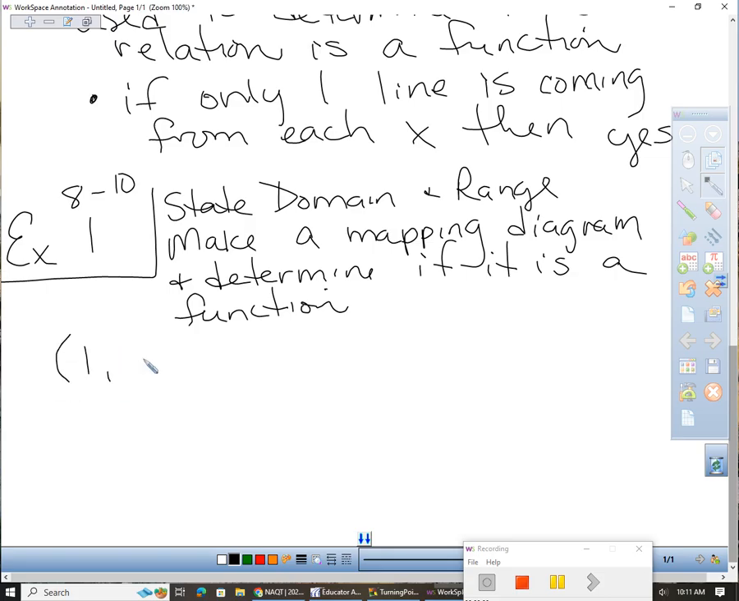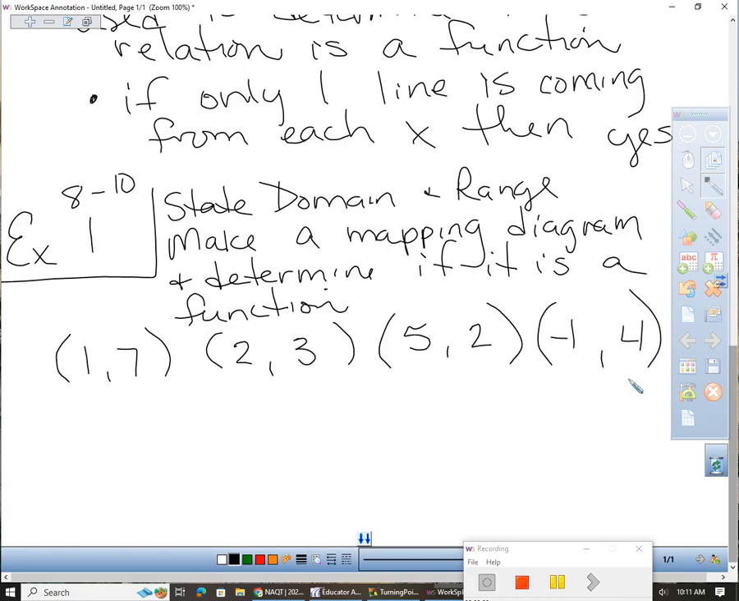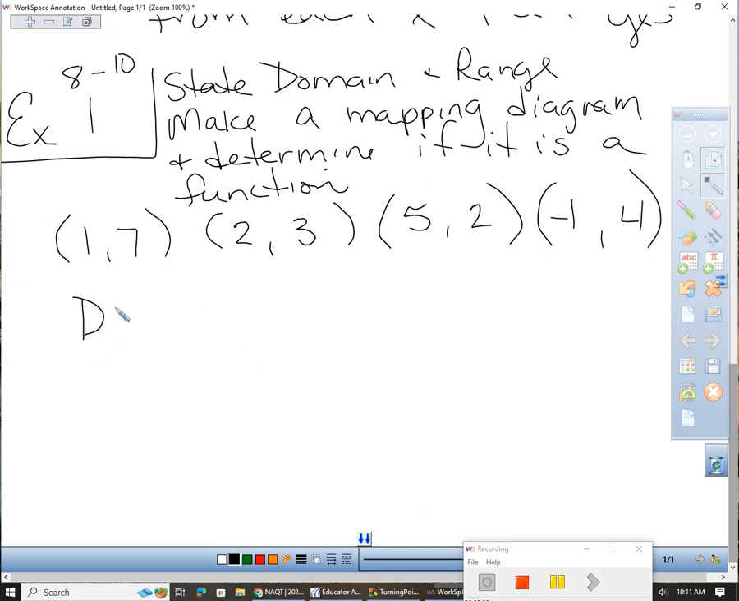Now you're going to be given a list of points. Let's say the points are (1, 7), (2, 3), (5, 2), and (-1, 4). The very first thing we're going to do is put a D and a colon and a bracket. That represents domain. Now we're going to take all of the x values and write them in numerical order for our domain. So we have a 1, a 2, a 5, and a -1. So we're going to start with -1, then 1, 2, and 5.